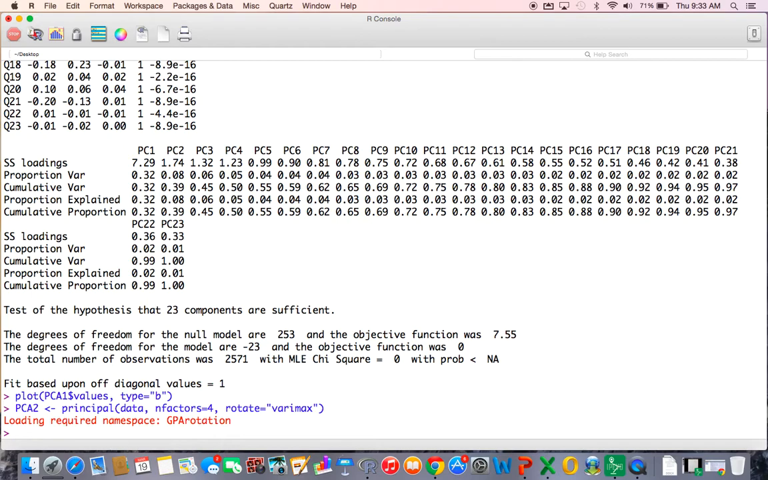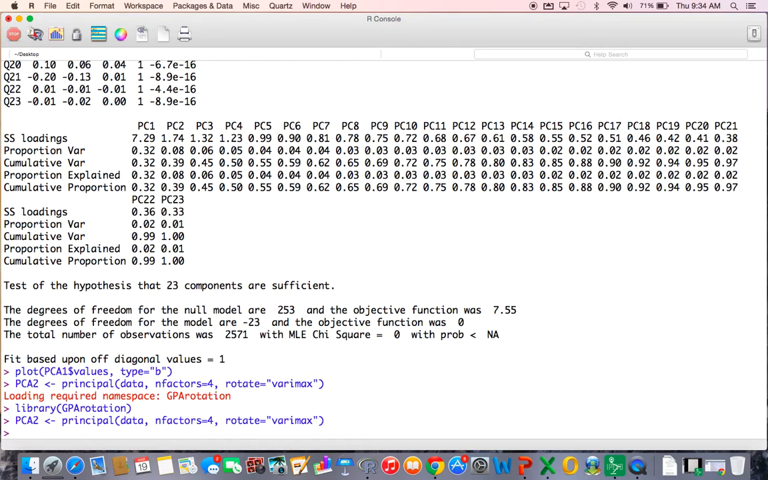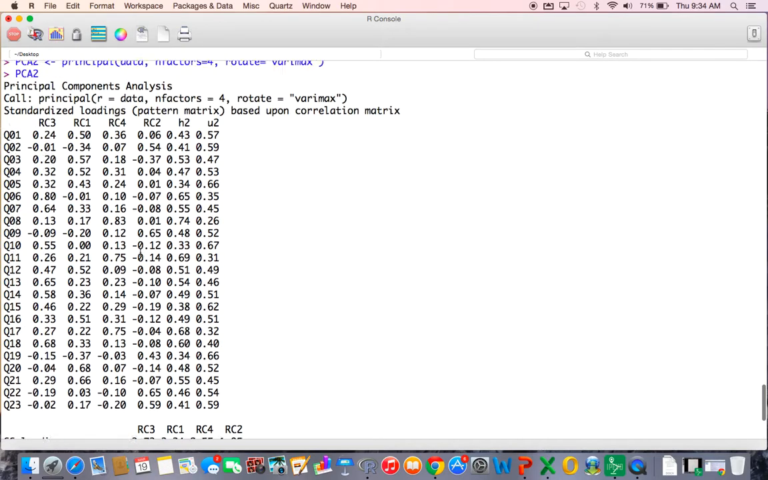Okay, gang, you can't do a rotation until we install the library or access the library for GPA rotation. I've already installed that, so you may need to as well. And now we get PCA2, and let's see what happens.